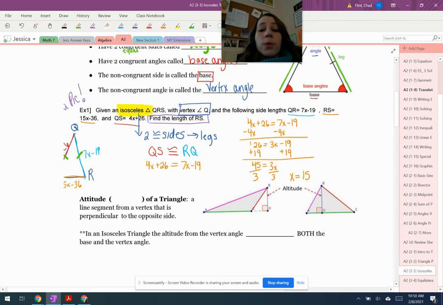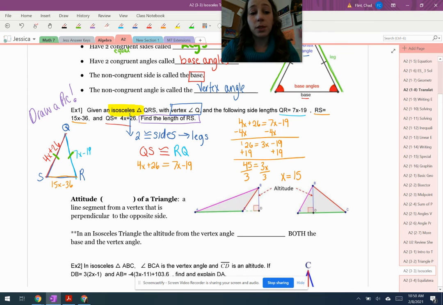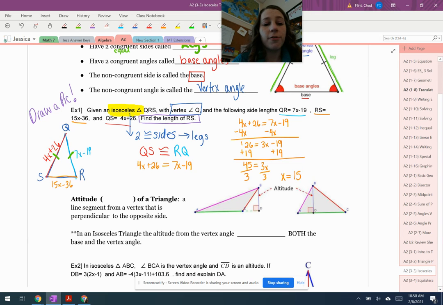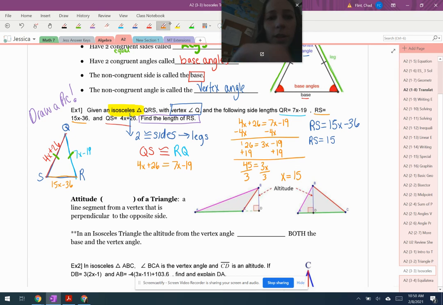So we found x, but we have not yet answered the question. We were able to find the value of x using my two equal side lengths and setting them equal. Now I can go back in and find that RS. So RS is equal to 15x minus 36. And we now know that x is equal to 15.